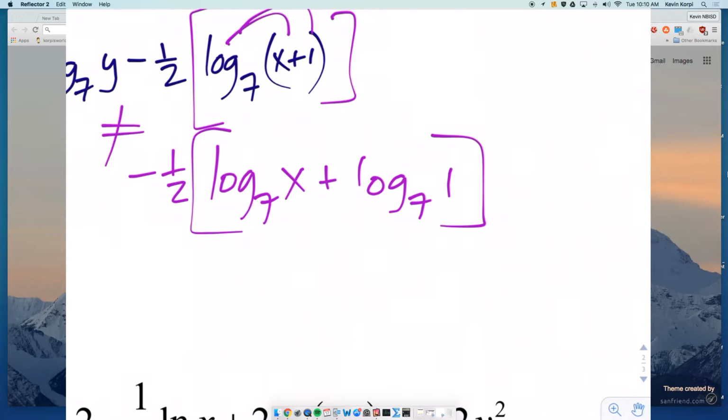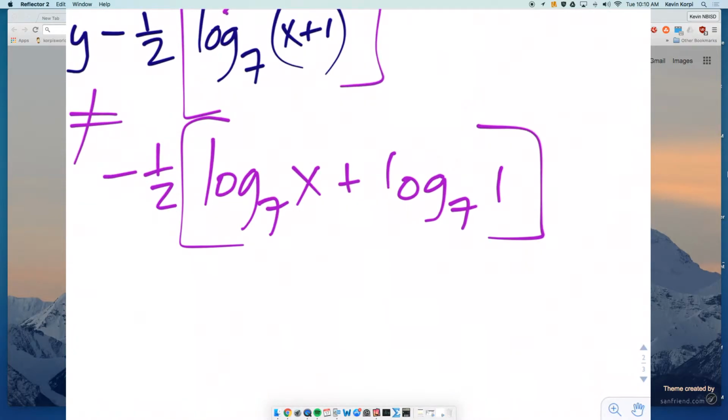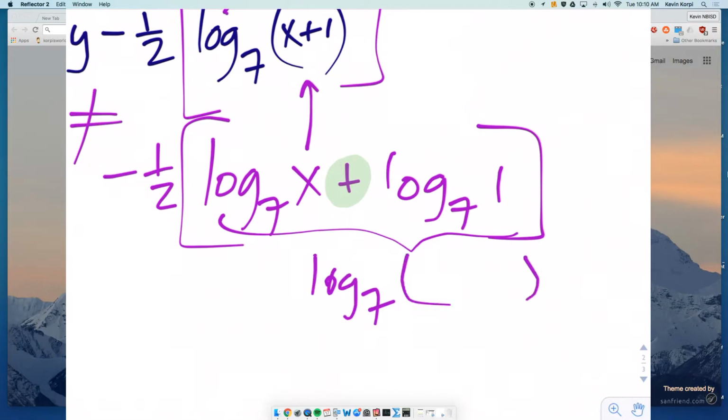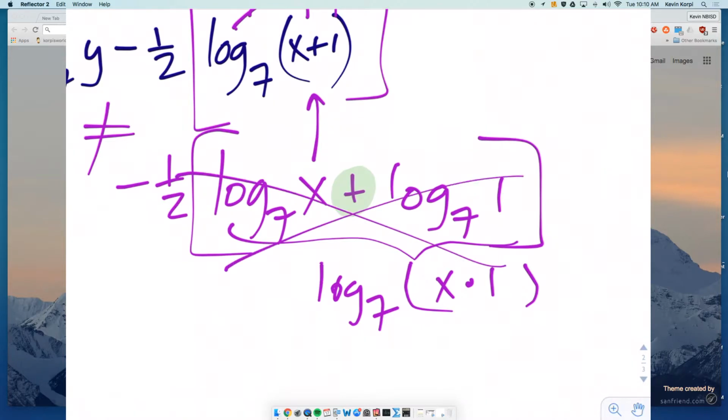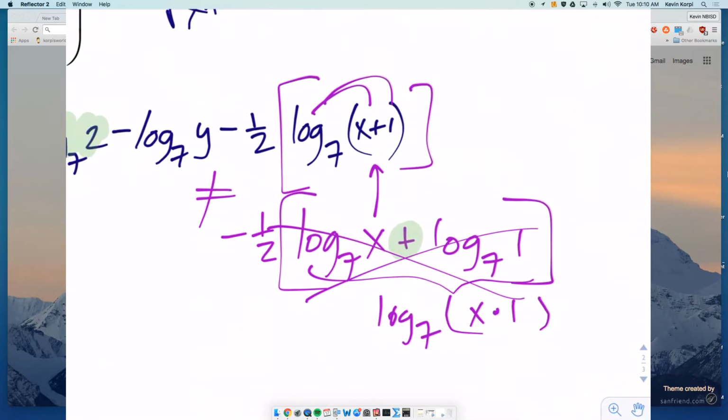So you want to simplify, but no oversimplifying. The reason being is now you have the sum of two logs. If you were to condense this right here, it would not condense into that, would it? It would condense into log base 7 of x times 1, right? Which would just be x, which is not x plus 1. So you cannot distribute a log into its own argument.